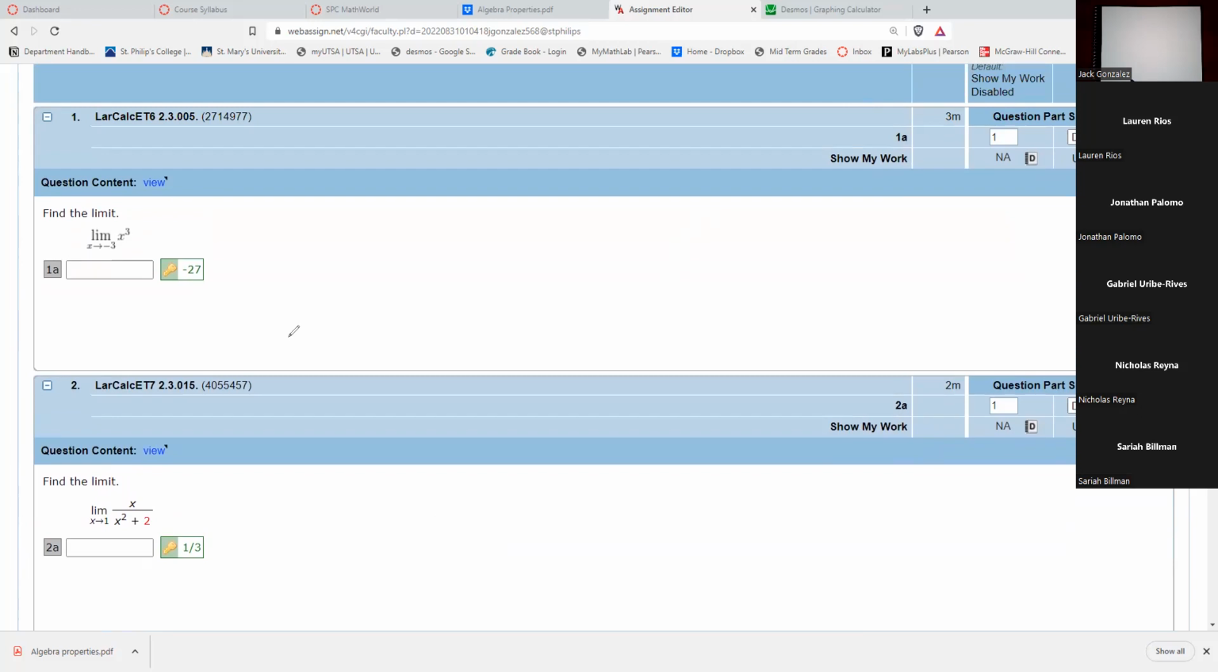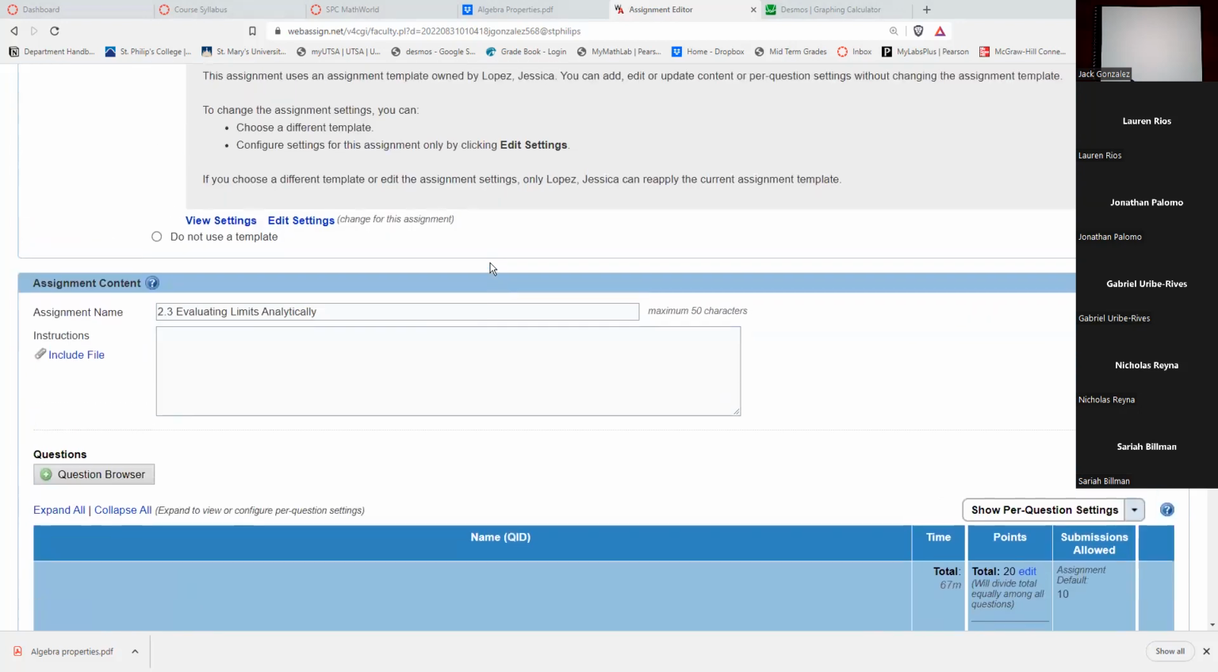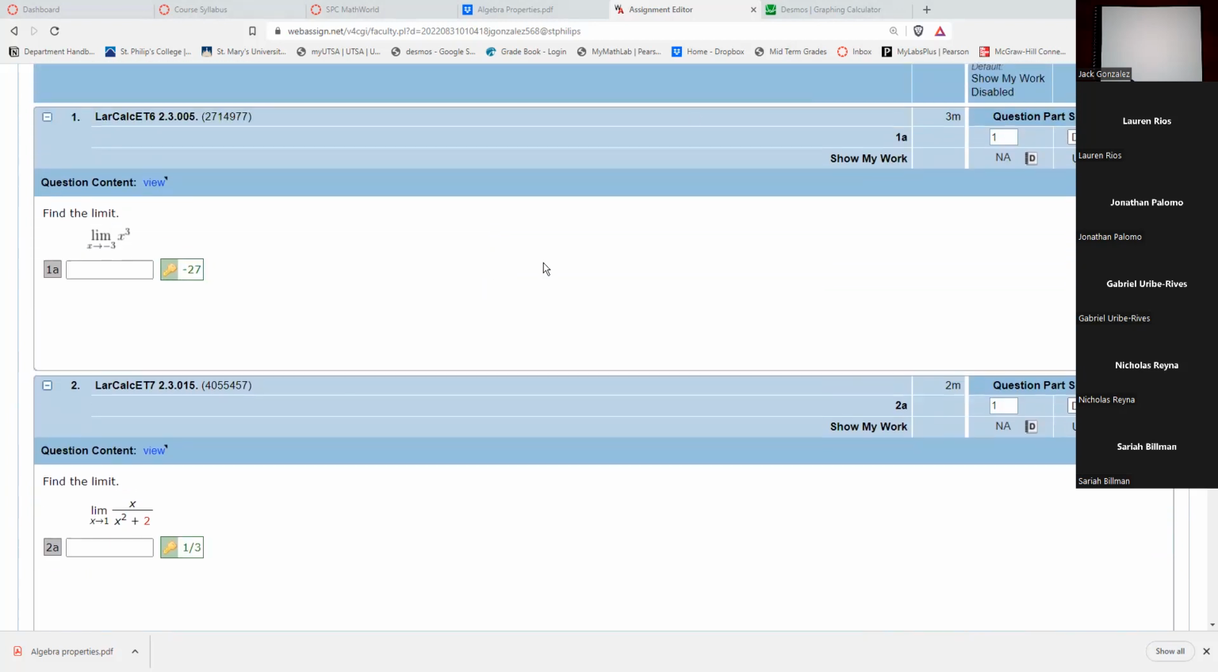All right. So as I said before, this is 2.3. First thing you should try is just plug it in and see what happens. -3 cubed gives me -27. Right? -3 times -3 times -3 gets me this.